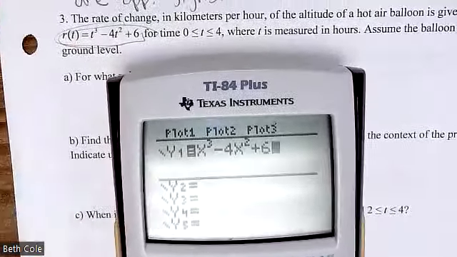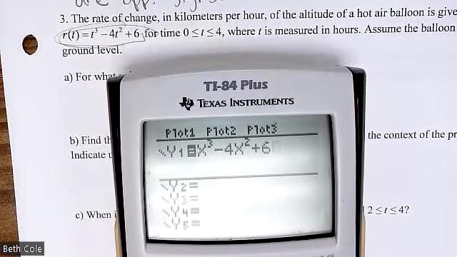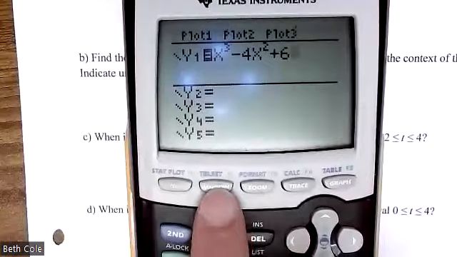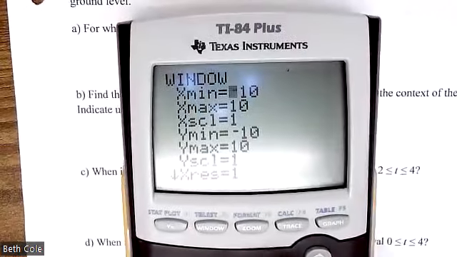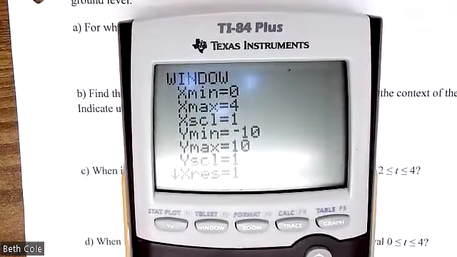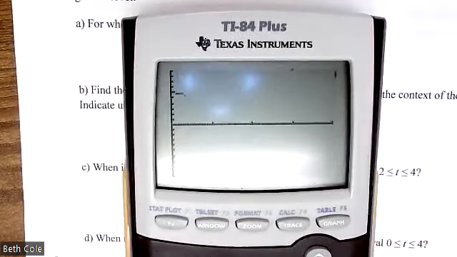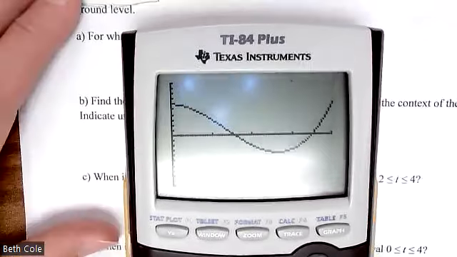Did they give a window? Yes. So watch. I'm going to hit window right here. I'm going to make my x's 0 to 4. You can fiddle with the rest of it if you want, but negative 10 to 10 is good. So let's just go with that. We can change it if we want to, but I think we'll be able to see everything. There we go. Now let's read the problem.